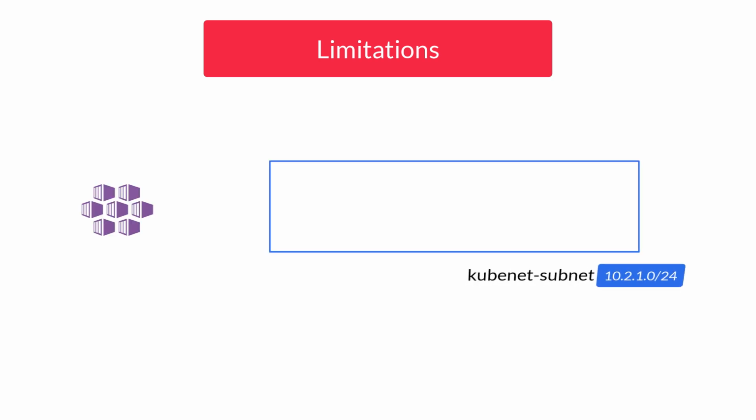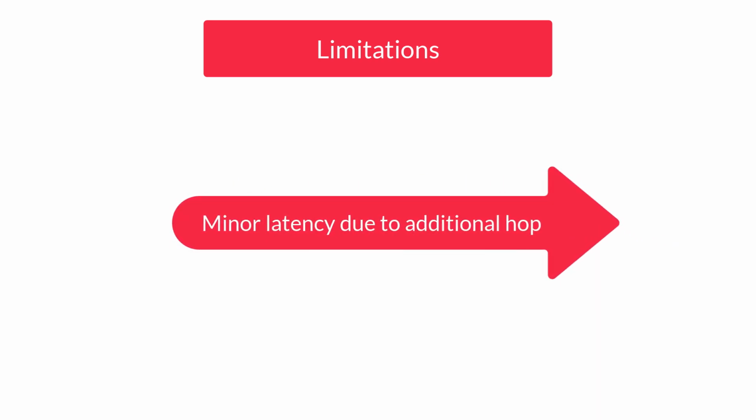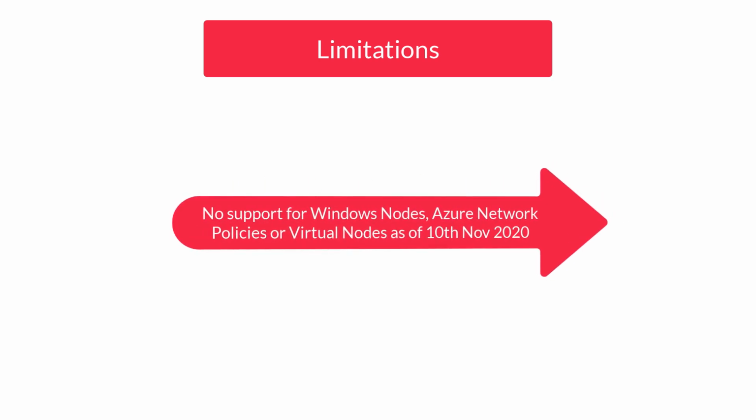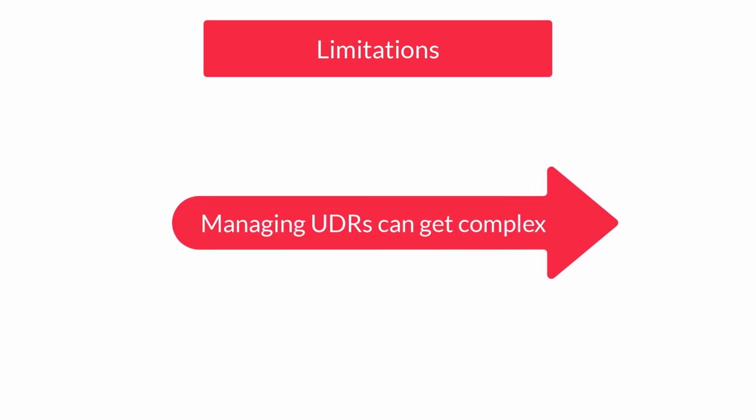There are certain limitations that we need to be mindful of with the Kubenet deployment. Number one, there can only be one cluster per subnet. You cannot create multiple AKS clusters in the same subnet. Number two, if you remember from before, every time a pod needs to talk to another pod hosted on another node, there is an additional hop which causes latency. Number three, Kubenet doesn't support Azure network policies, Windows nodes, or virtual nodes. We'll cover all of these in the upcoming videos. And the fourth point is managing user-defined routes can get complex for larger clusters.